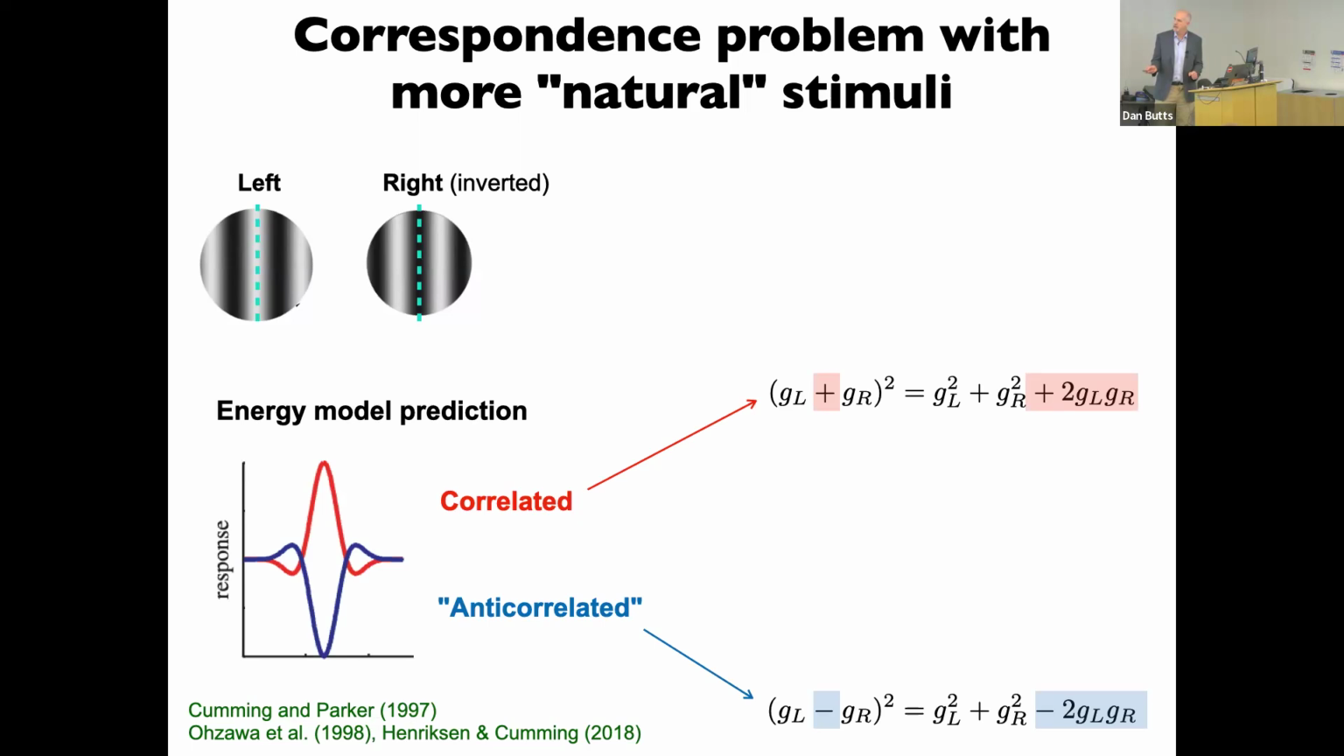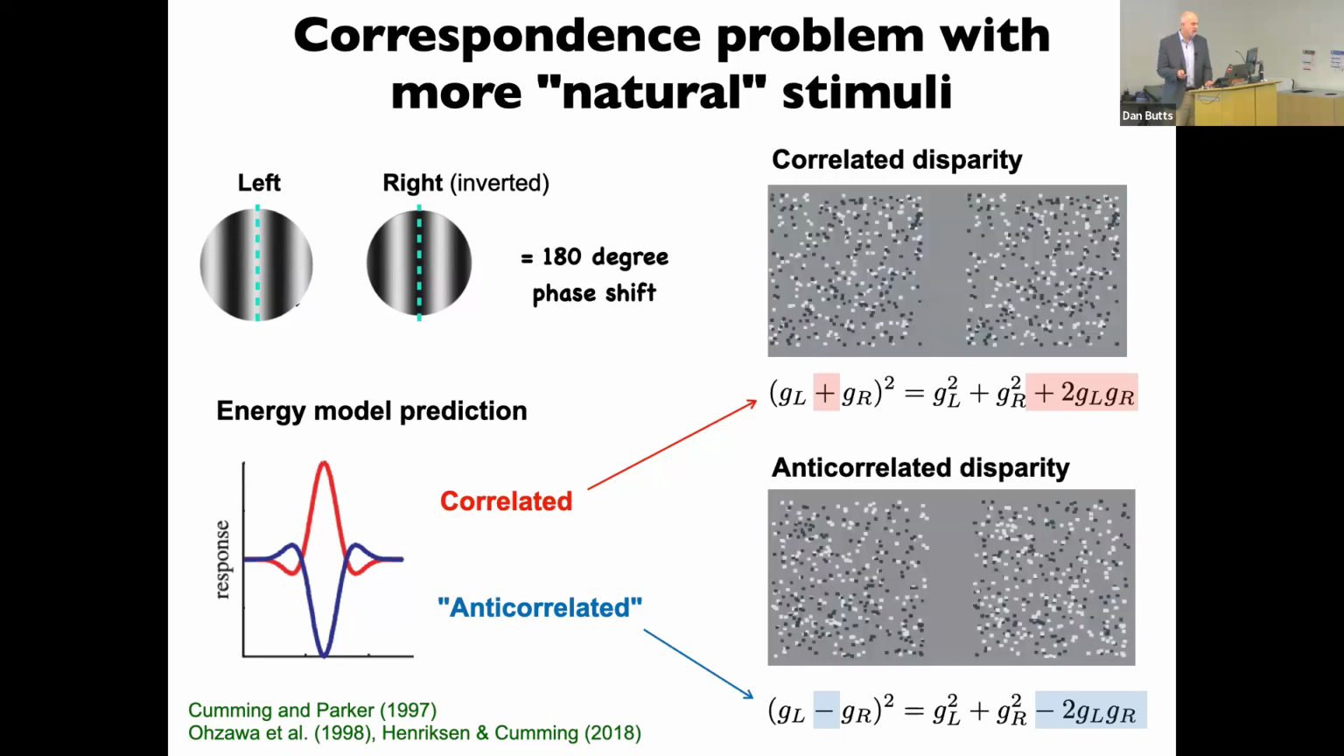So you have the same response, but if you're correlated, which is to say you have the same image at the left and right eye at the preferred disparity, then you go up. And if you're anti-correlated, which means you have opposite images in the left and right eye, you go down. And that's just what you would predict from the binocular energy model using gratings. But as soon as you step away from gratings, this ambiguity between phase shifting and object shifting goes away.